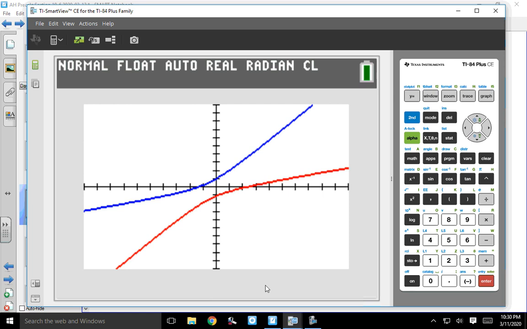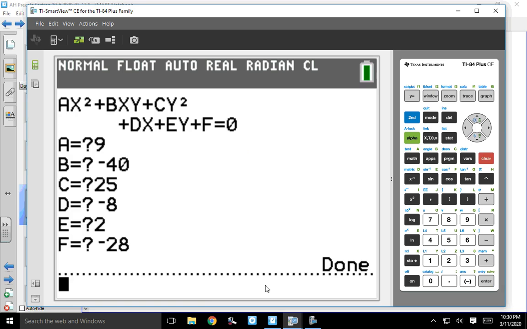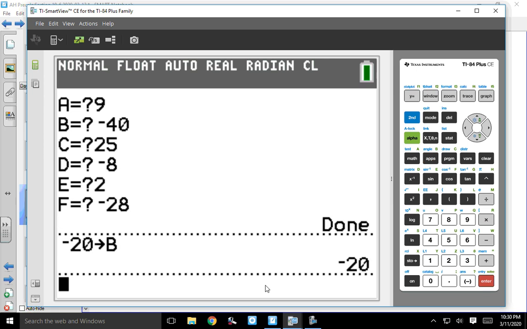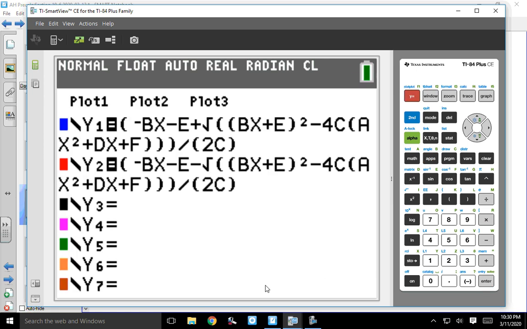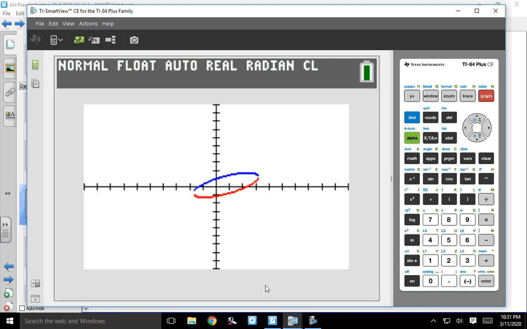Now the nice thing about the program that you're running there is it's actually storing the values of a, b, c, d, e, and f for me. So actually I don't have to rerun the whole program. I can just simply take negative 20 and store that as the value of b. And remember, over in your y equals menu, it's got this big long equation here in terms of those 6 values there. So I can graph this now, and I don't have to run the program again.